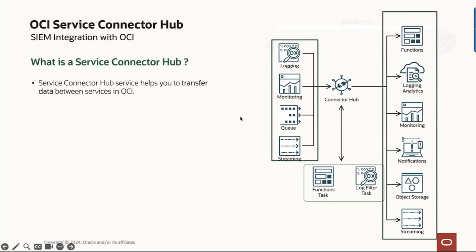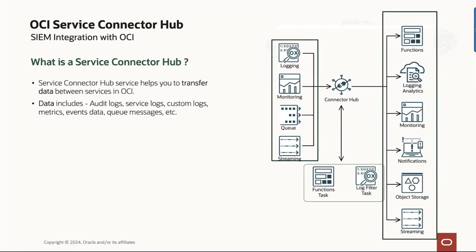Yeah. So on the right side, you have the target, right? That is where you are going to push the data. So let's see what data you can transfer using Connector Hub. The data include audit logs, service logs, custom logs, as we discussed. And not only that, my colleague Dinesh is going to talk about OCA monitoring. That service itself generates metrics or usage information about your resources. That information can be transferred over to the target using Service Connector Hub, and the event data and queue message.